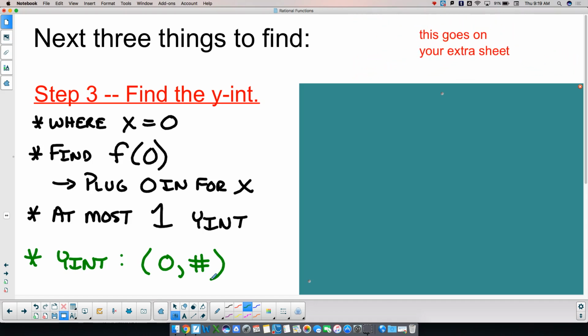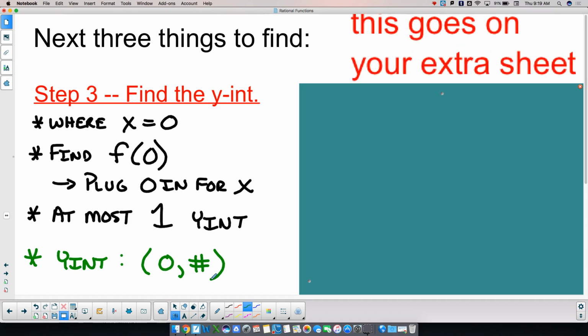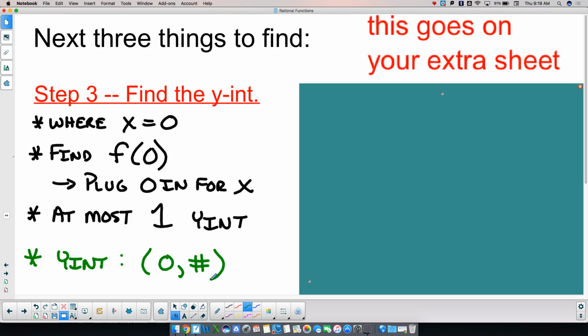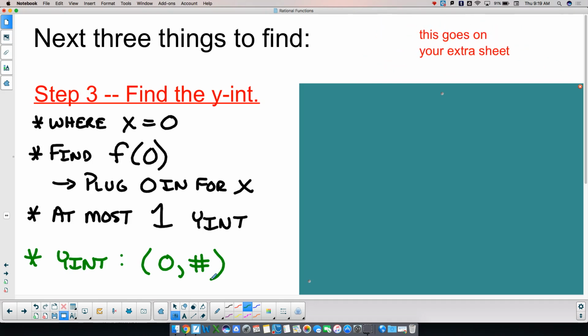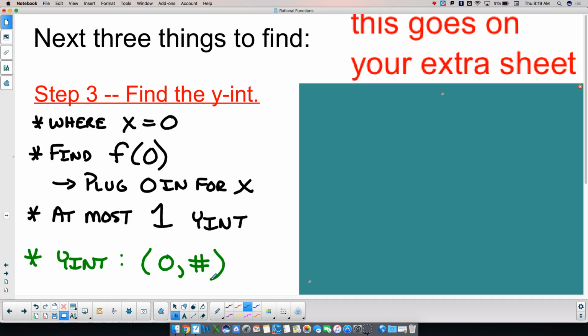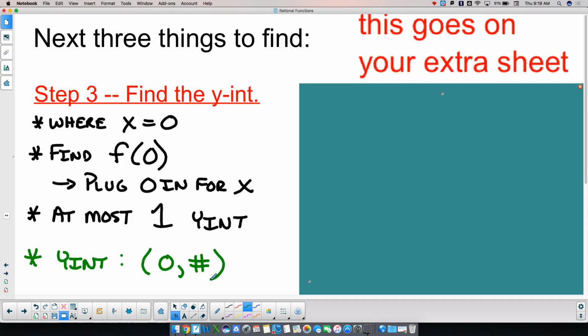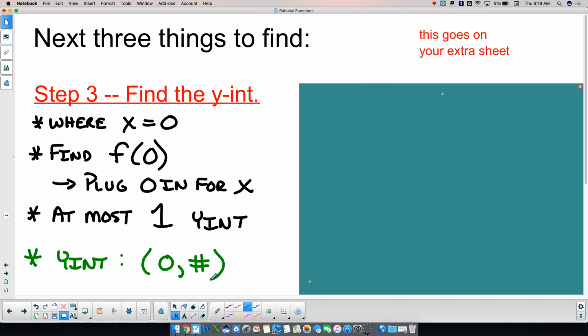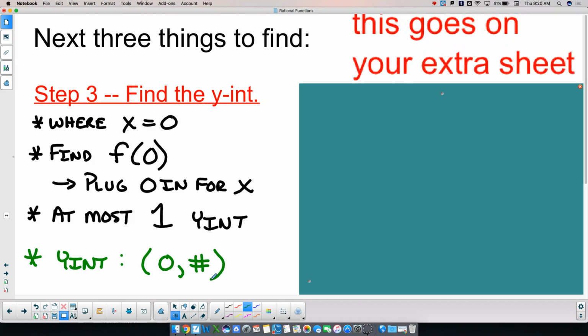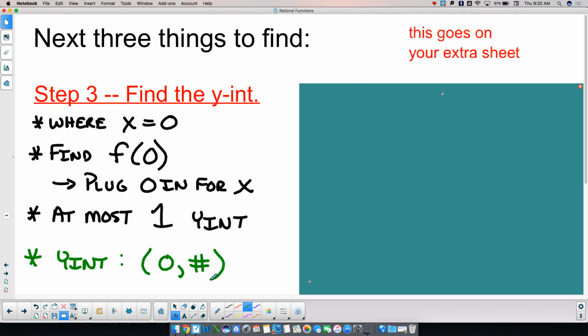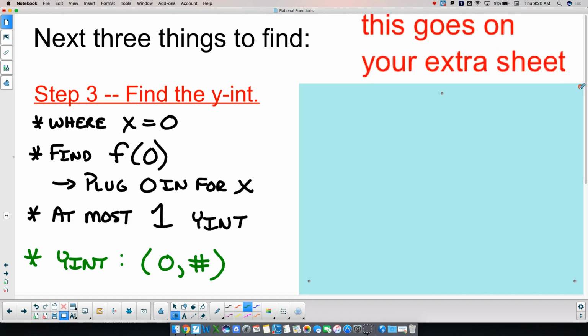So we plug in 0 for x in our function. Do the math. That gives me the y value, and then the point is 0, comma, whatever that value of the function is. That's all of step 3. Step 3 is an easy step. It's probably the easiest step. Alright? Step 4.